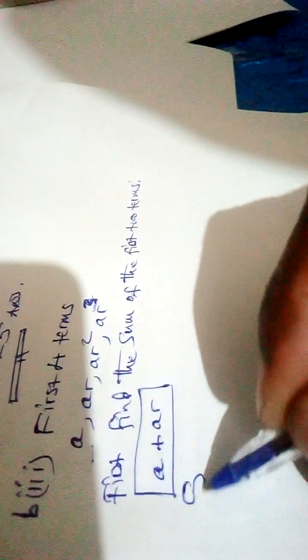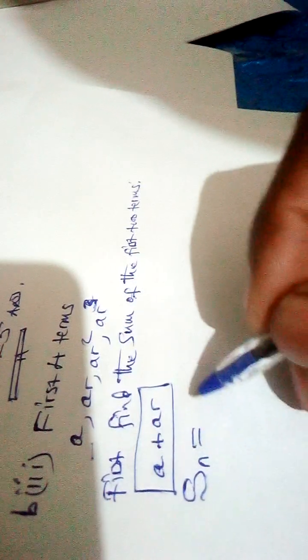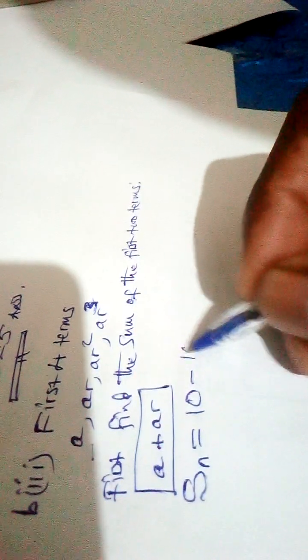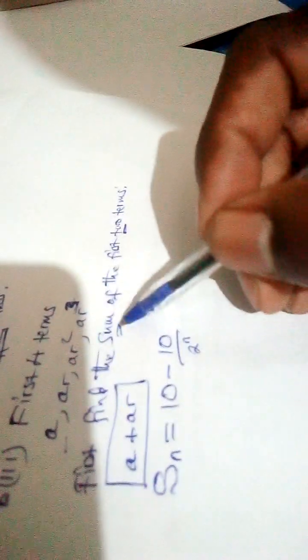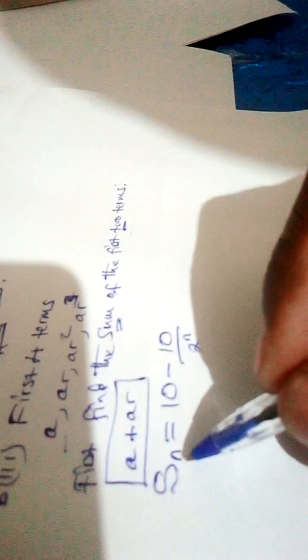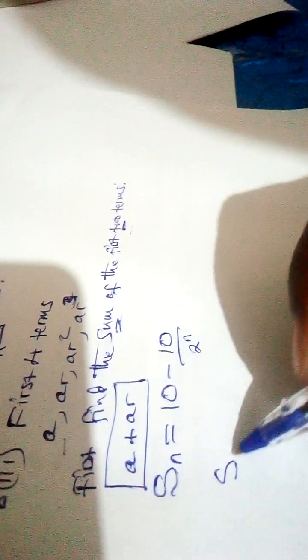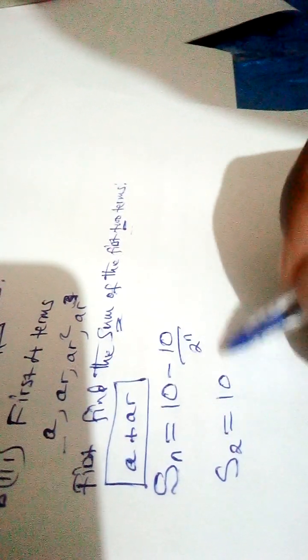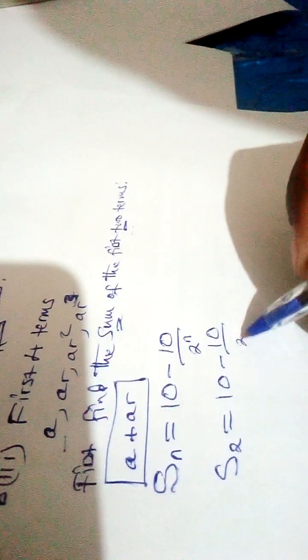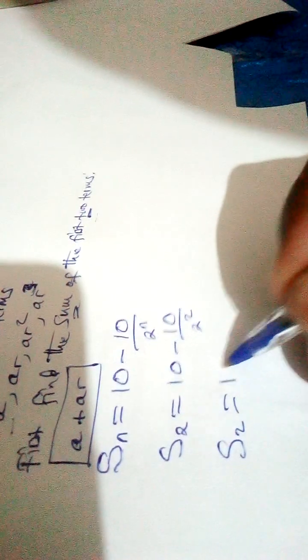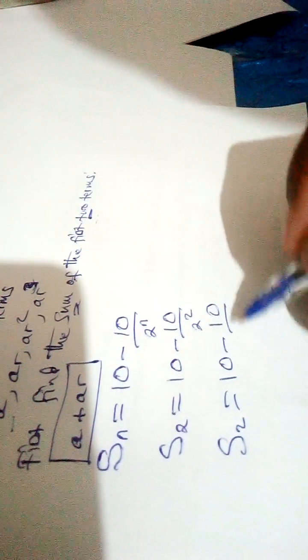And the formula is the same formula in the question, that is to say Sn is equal to 10 minus 10 over 2 to the power n. Look at how interesting this is. So we're going to find the sum of the first 2 terms. Where there is n, we put the 2. So S sub 2 will be 10 minus 10 over 2 to the power 2.